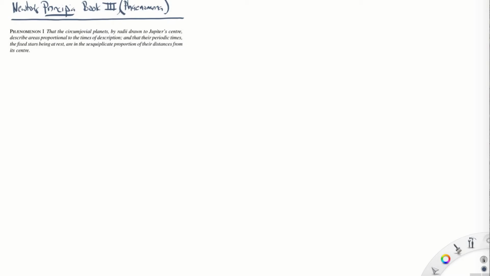In my last lecture, I gave a short history of the debate between geocentrists and heliocentrists, and then I talked about Kepler's 3 laws of planetary motion. And now what I'm going to do is make my way into Newton's Principia, Book 3.